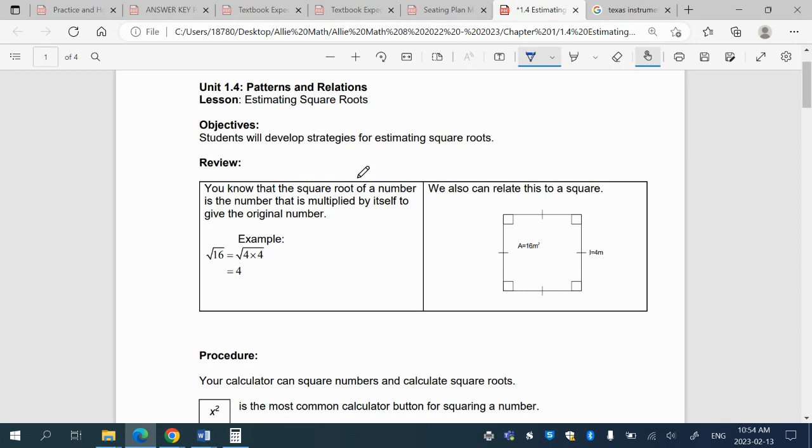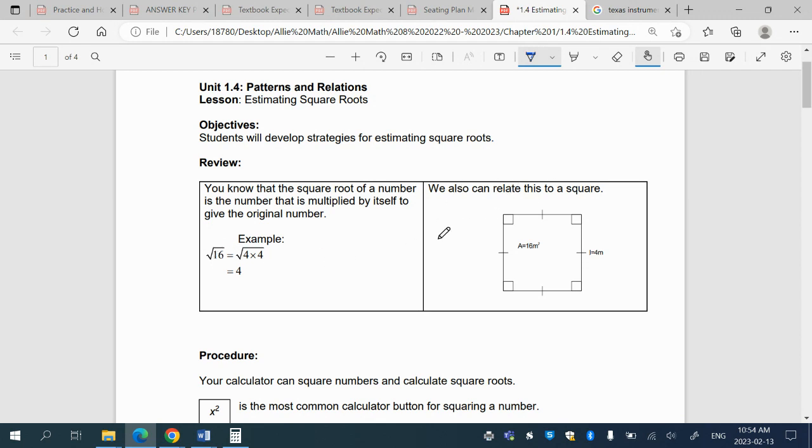You know that the square root of a number is the number that is multiplied by itself to give the original number. So that's a lot of words to say the square root of 16 is the same as saying what times itself gives you 16. So it's the same as writing the square root of 4 times 4, and ultimately the square root of 16 is 4. So 4 times itself would give us 16.